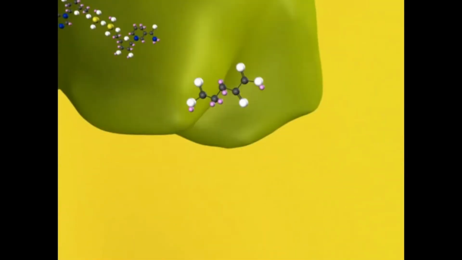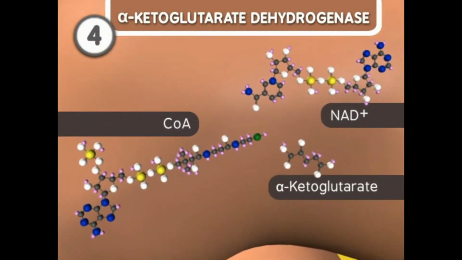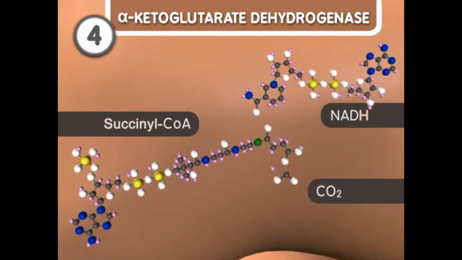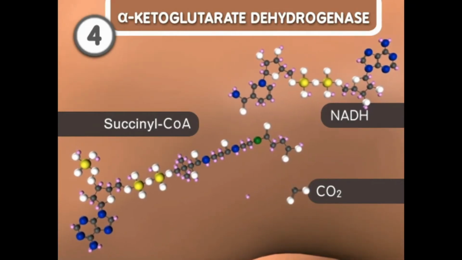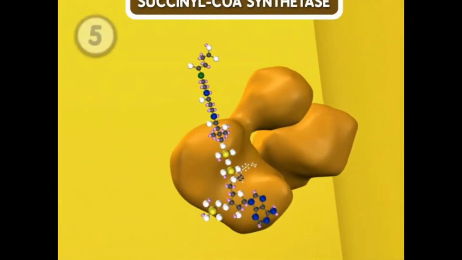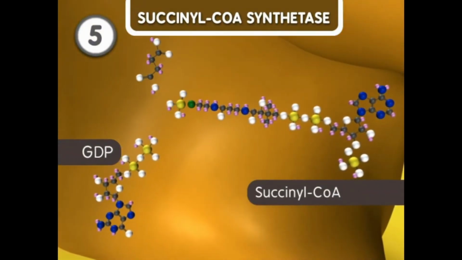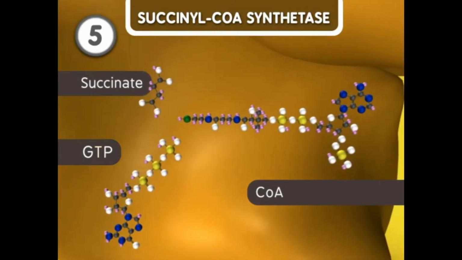In the fourth step, an enzyme called alpha-ketoglutarate dehydrogenase converts alpha-ketoglutarate into 4-carbon succinyl-CoA. Similar to step 3, this reaction produces 1 carbon dioxide and 1 NADH. In step 5, a succinyl-CoA synthetase enzyme converts succinyl-CoA into succinate. This produces GTP, which is converted to ATP.